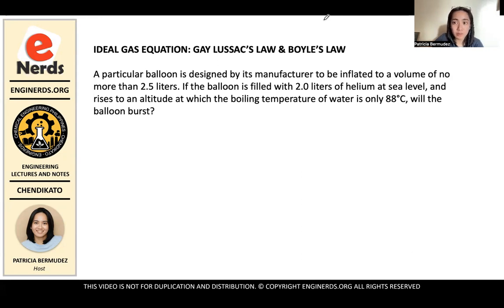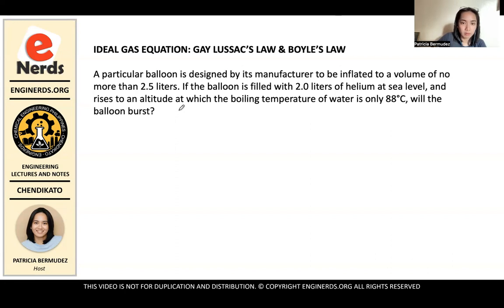But for this one, we will be focusing on Gay-Lussac's law and Boyle's law. So the question states that a particular balloon is designed by its manufacturer to be inflated to a volume of no more than 2.5 liters. If the balloon is filled with 2 liters of helium at sea level and rises to a height at which the boiling temperature of water is only 88 degrees Celsius, will the balloon burst?